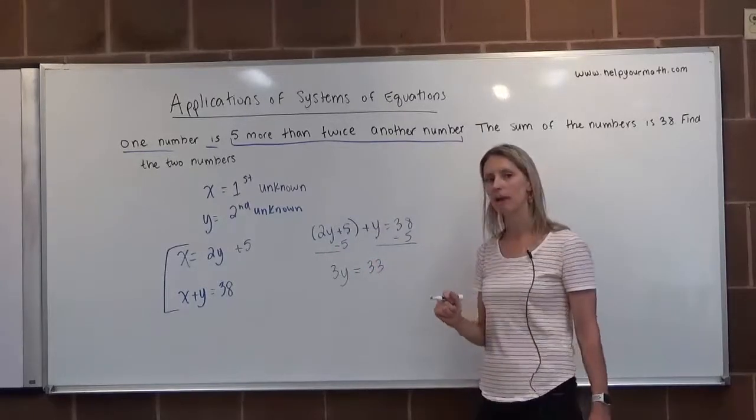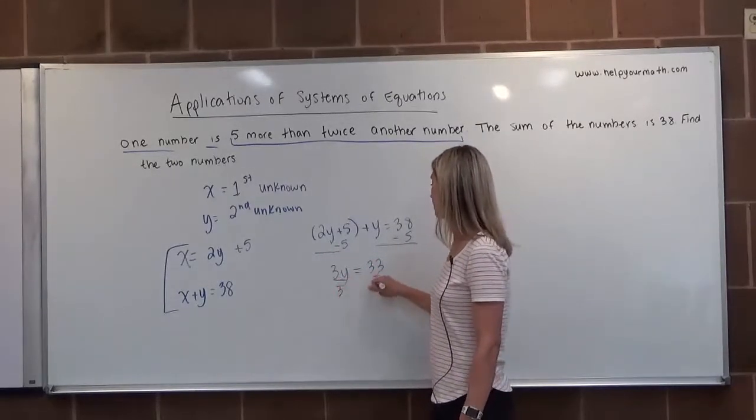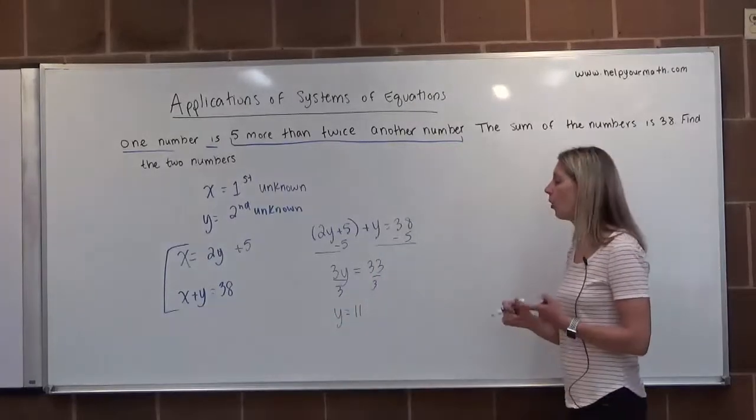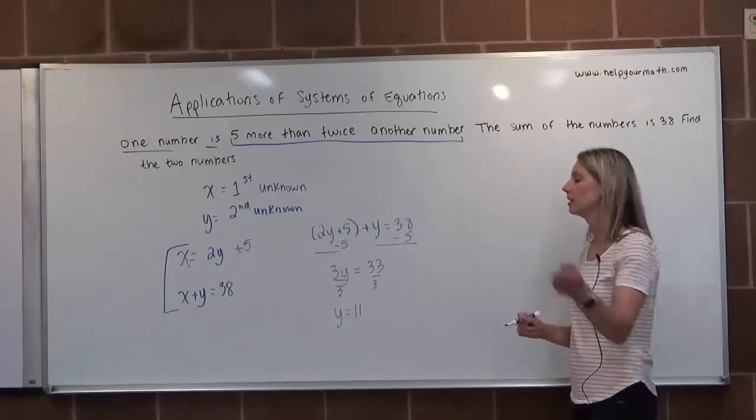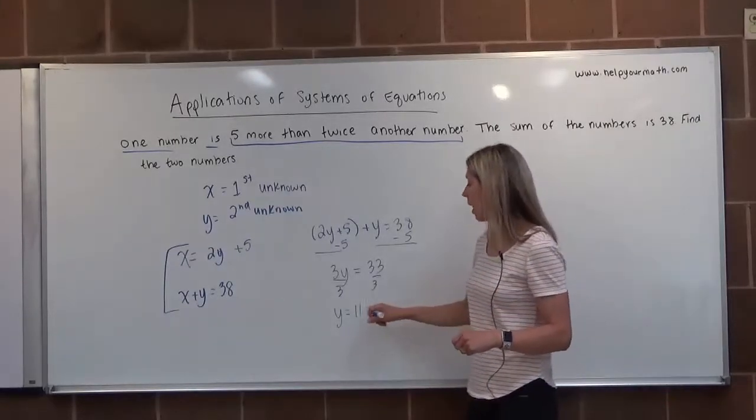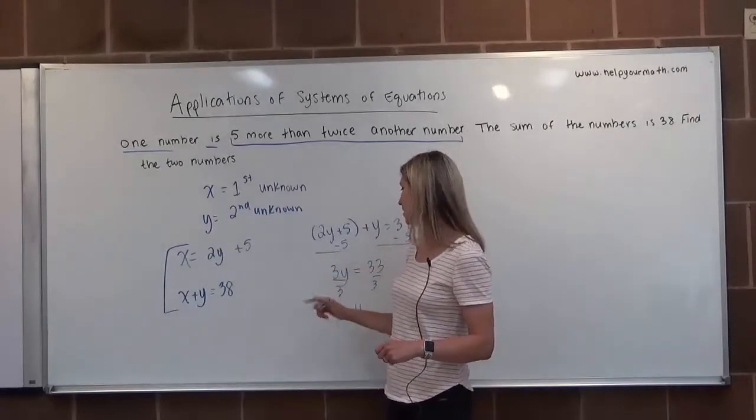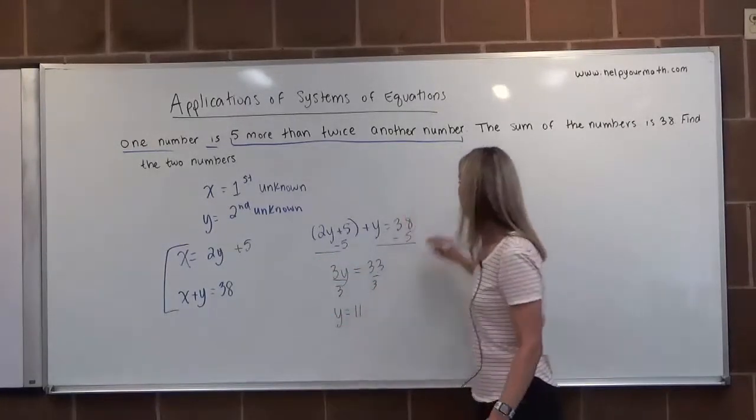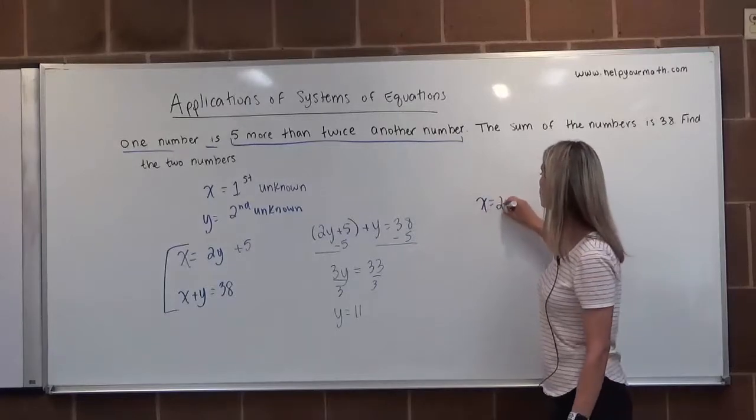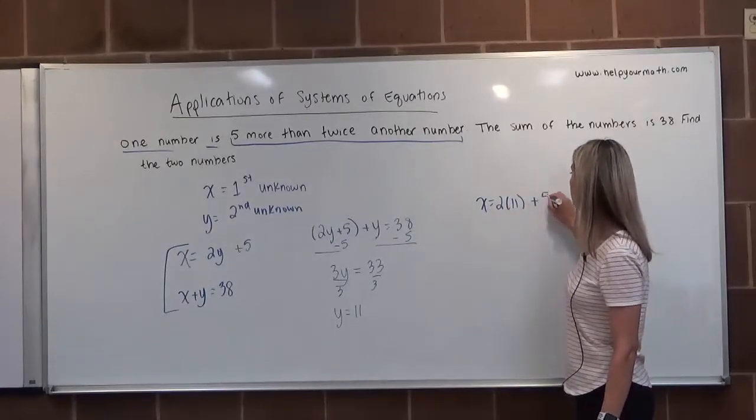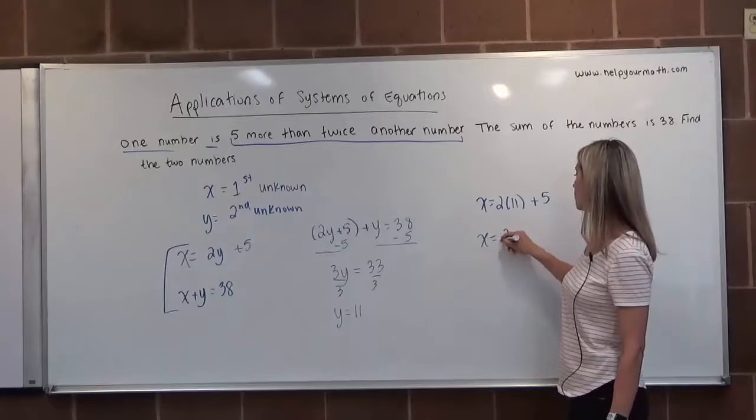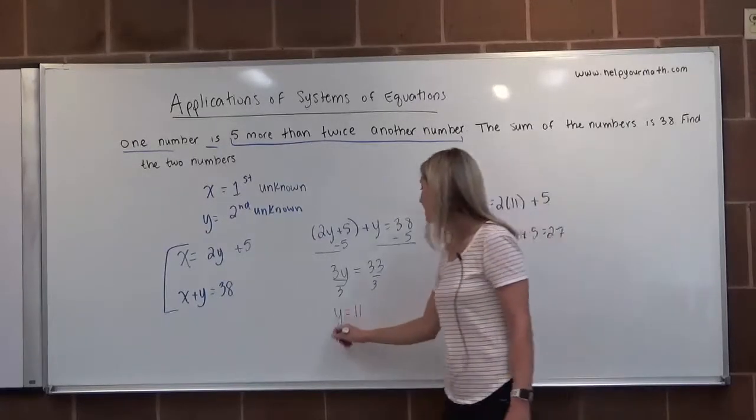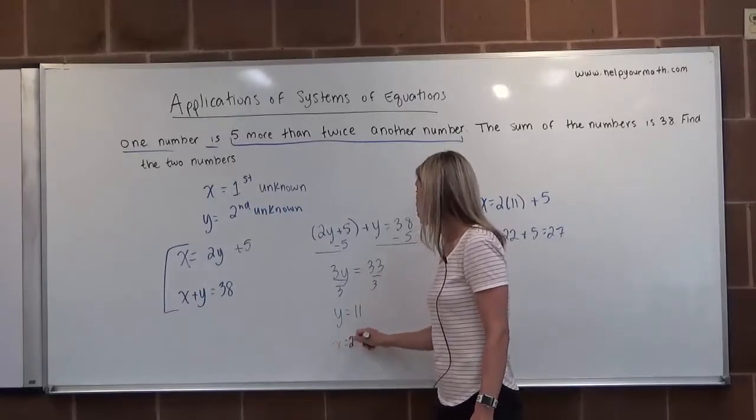To get y by itself, I will divide both sides by 3. And we end up getting y equals 11. We're not done yet. We know one of the two numbers is 11. We still need to figure out what the other number is. So we're going to substitute into either of the two equations. I'll do the top one since it already has x by itself. x equals 2 times 11 plus 5. So that would be x equals 22 plus 5, which is 27. So I have y is equal to 11 and x is equal to 27.